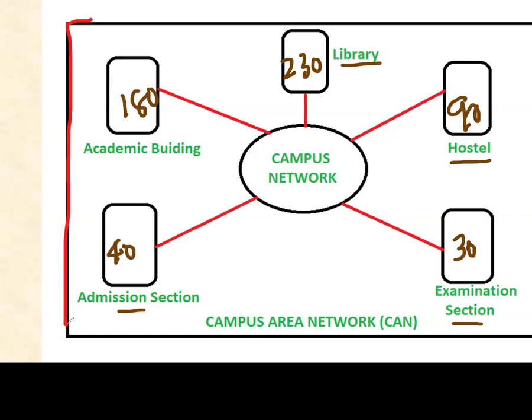You can take any example of any university, which you can see within your city or wherever you have studied, your college and all those things. That is your campus. So within the campus area network, it is my responsibility as a network administrator to make connections between the library and the academic building, admission section to the library, hostel to the academic section. So this sort of network is actually known as your campus area network.